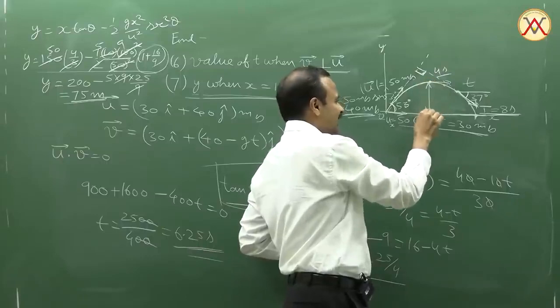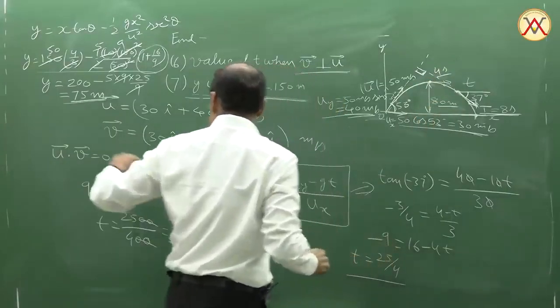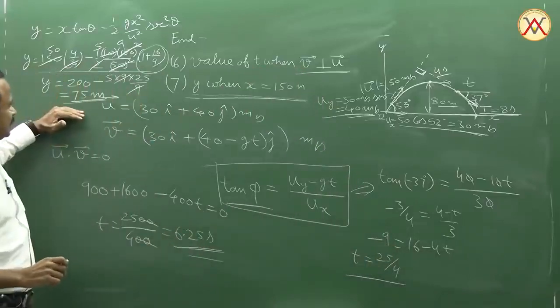And again, you can see that this 75 meter value is reasonable because we had found the maximum height as how much? It was 80 meters. All right. So this 75 is possible.